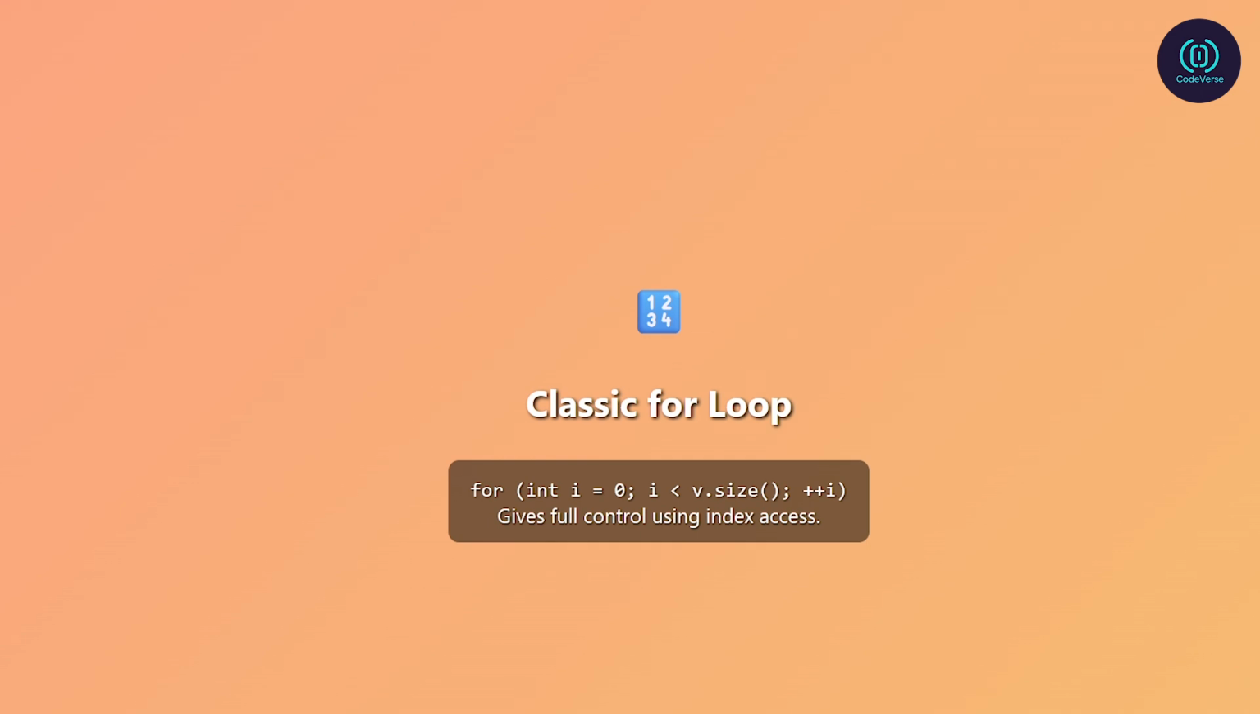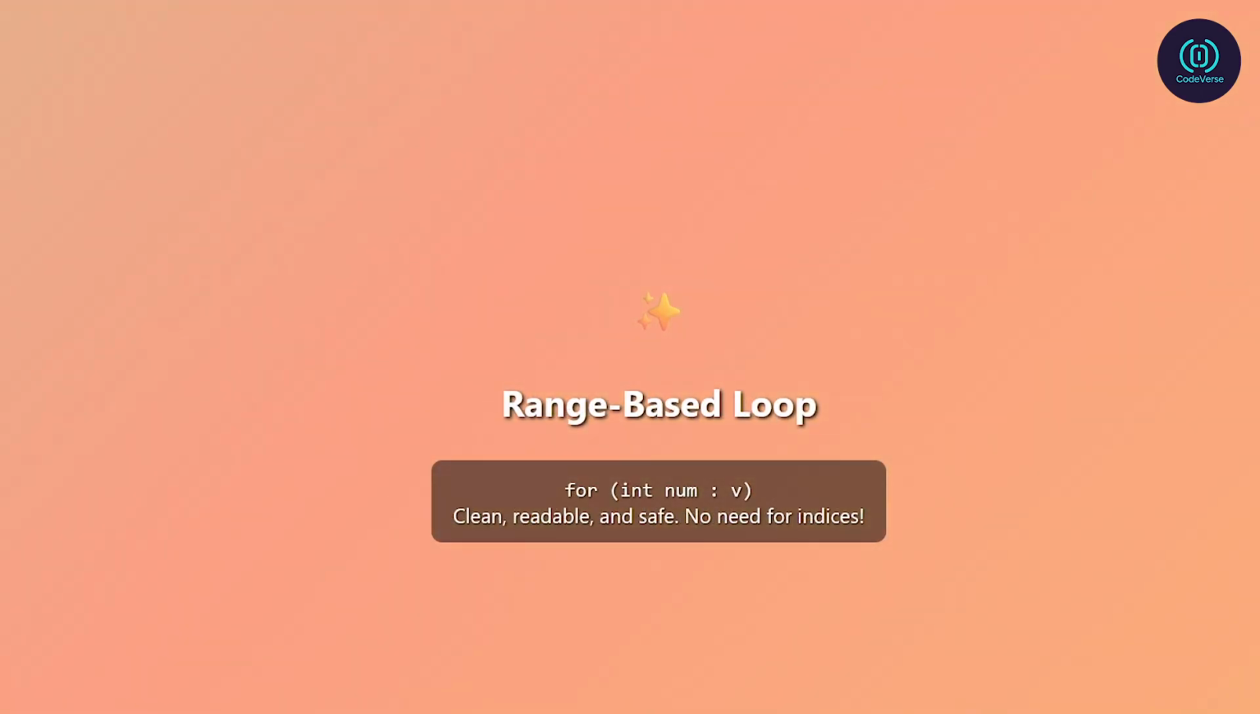Next, we have the range-based for loop, introduced in C++11: for (int number : vec) { std::cout << number << std::endl; }. It's clean, safe, and ideal when you just want to access each item without worrying about the index.